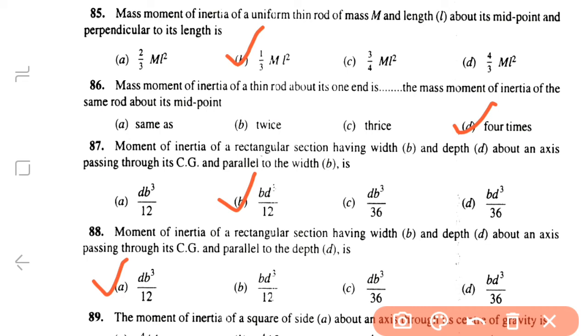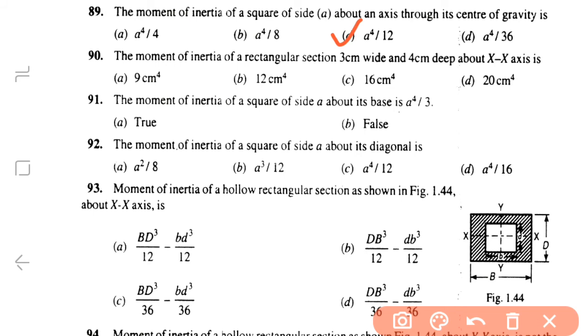Next is question 89. The moment of inertia of a square of side A about an axis through its center of gravity is. Here, friends, these are the options, and the correct answer is option C, that is a raised 4 upon 12. Next is the moment of inertia of a rectangular section 3 cm wide and 4 cm deep about x axis is. Here, friends, these are the options, and the correct option is option C, that is 16 centimeter raised 4.